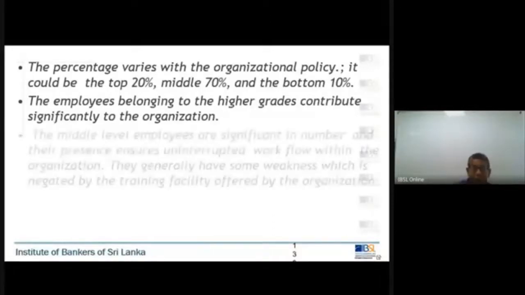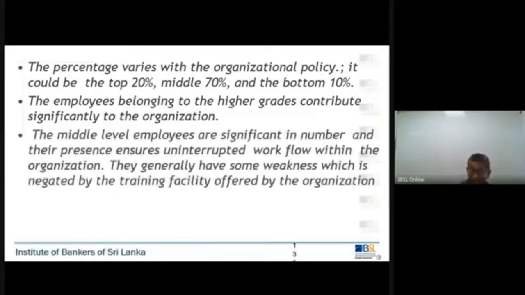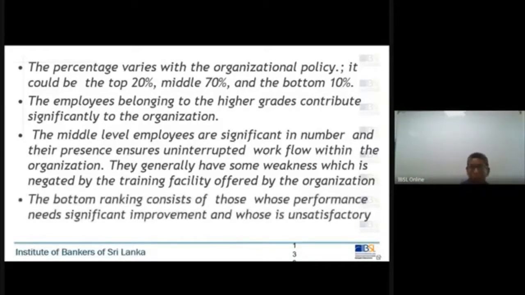And the other people, middle level employees, are significant in number, and their presence ensures uninterrupted workflow, but they are average people, right? They are not fully performers, but they are okay people. But there is some category who are not performing, who go to the 10% level, the bottom percent. So usually the management categorizes the organization's employees, they measure. There are some people who work hard, they are put in that category. Some are middle guys, 70, and some are not good, they are put in the bottom line.